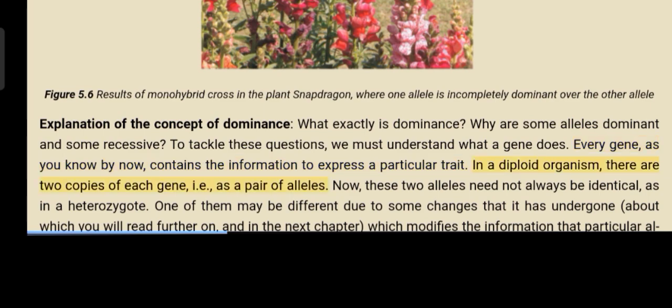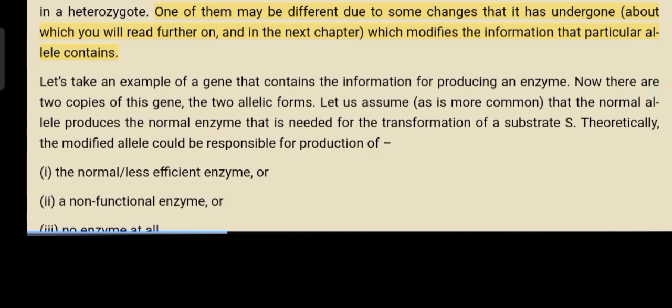In a diploid organism, there are two copies of each gene, that is, a pair of alleles. Now, these two alleles need not always be identical, as in a heterozygote. One of them may be different due to some changes that it has undergone, about which you will read further on and in the next chapter, which modifies the information that particular allele contains.